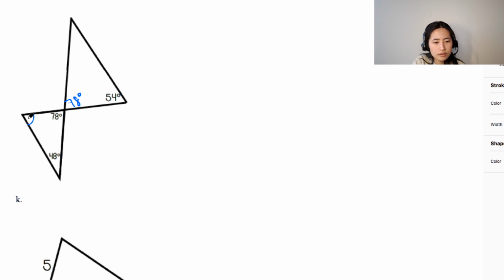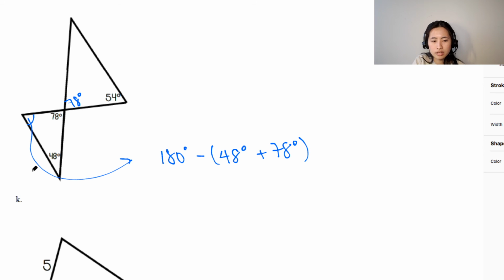For this, this would have to be 180 minus 48 degrees plus 78 degrees. It's because of this and this. So you would have 180 minus 48 minus 78, that's equal to 54. Because you know that this is 78, this is 78, and this is 54, and this is 54.